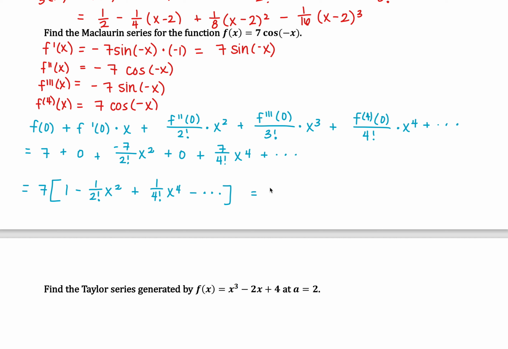Written out in our sigma notation, we could say it's the series from n equals 0 to infinity. To account for it alternating between positive and negative, we're going to have negative 1 to the n. Then x will be to the 2n, because this would be the 0th term, first term, second term, over 2n quantity factorial.